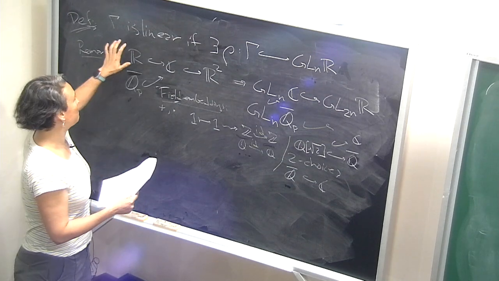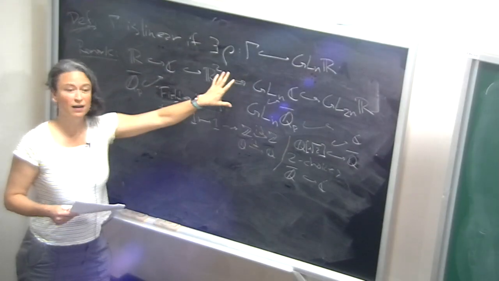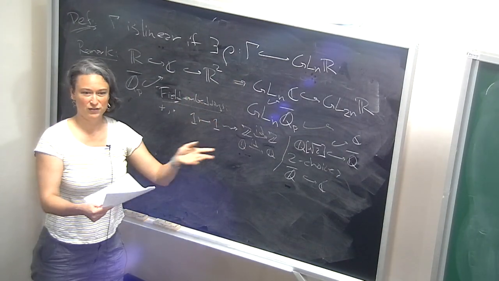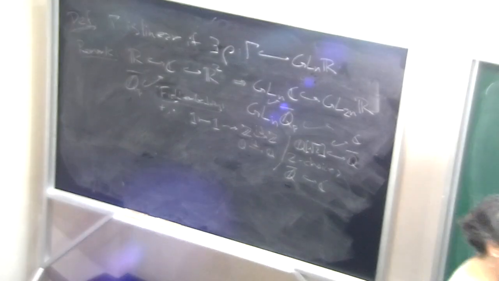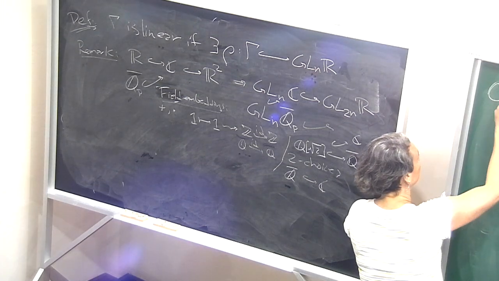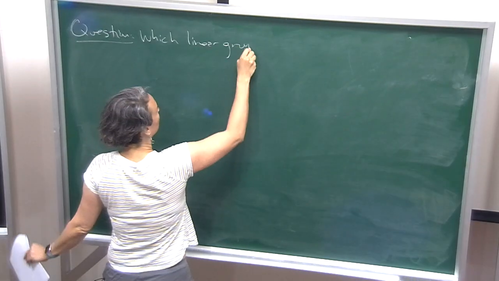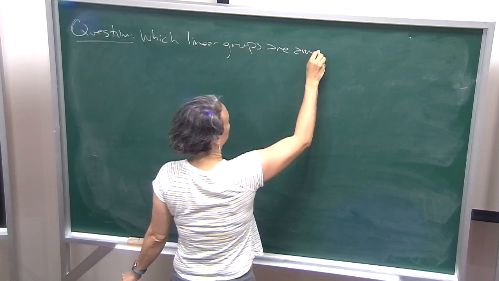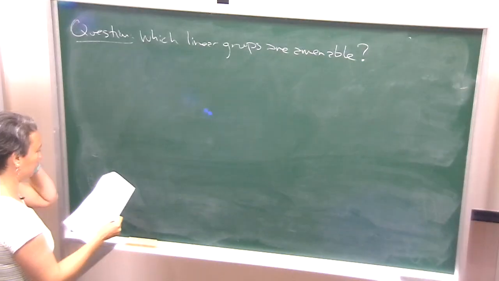Okay, so gamma is linear means for me this, but if you don't like R, you prefer C or whatever, you can change your point of view accordingly. So we've been talking about linear groups. No, we've been talking about amenable groups. And so now a question would be, which linear groups are amenable?